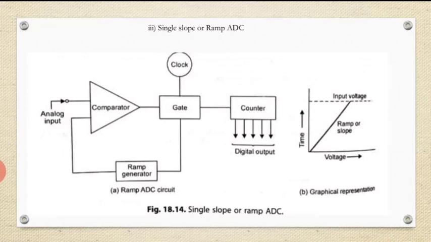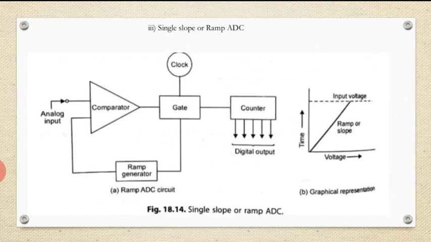Okay, so the next one, the third one, is the single slope or ramp ADC. This is the block diagram. Here the comparator, gate and counters are used, and the generated ramp will be compared in the comparator with the analog input.